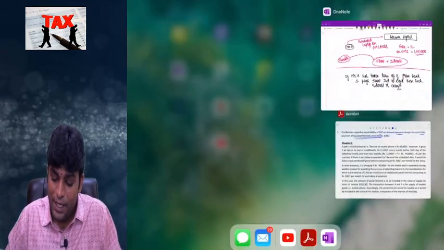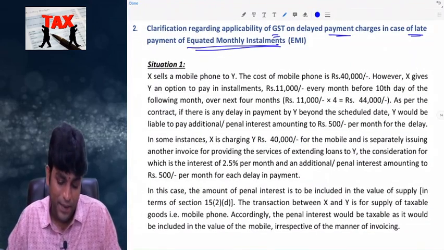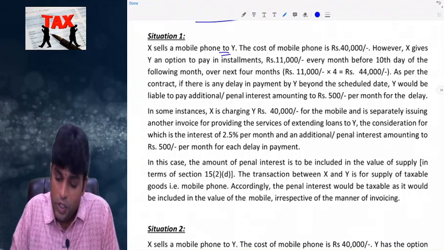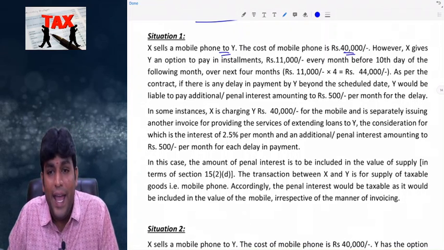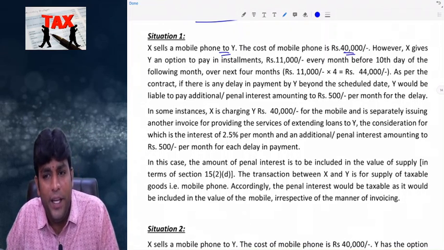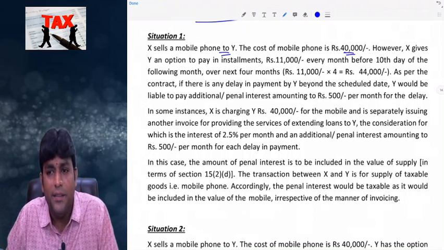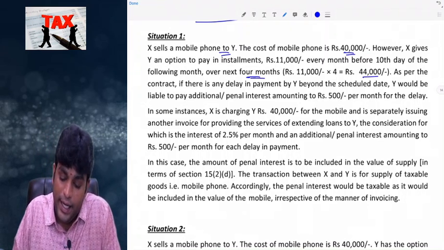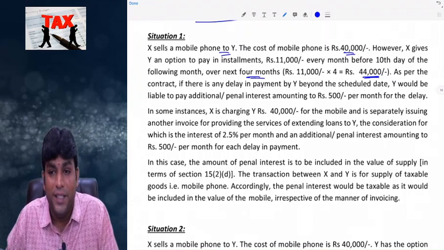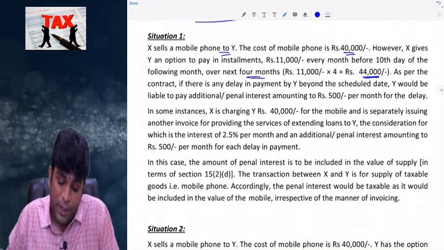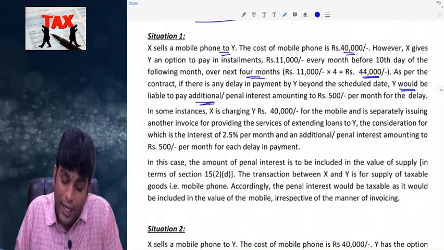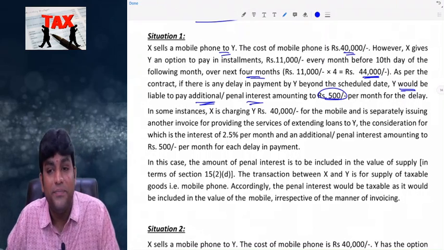Now what example did I print here? See, situation 1. X sells a mobile phone to Y. The cost of the mobile phone is 40,000. However, X gives Y an option to pay in installments of 11,000 every month before the 10th day of the following month over the next 4 months. Technically, he ends up paying how much? 44,000. Correct? Now, as per the contract, if there is a delay in payment by Y beyond the scheduled date, Y would be liable to pay additional interest of 500 per month.